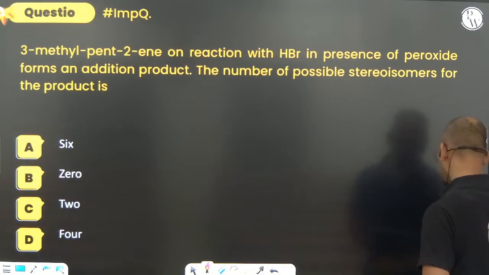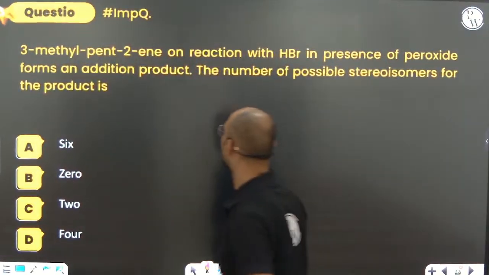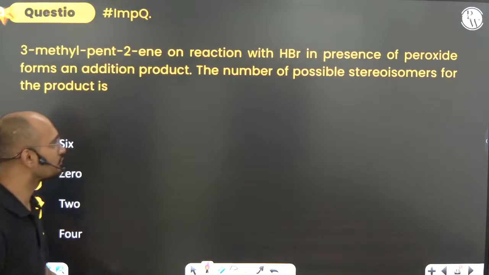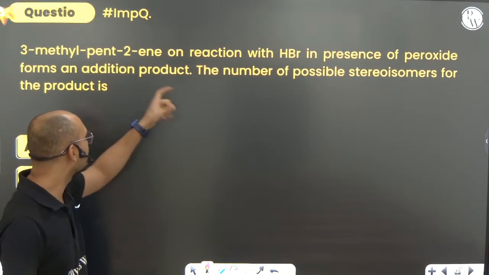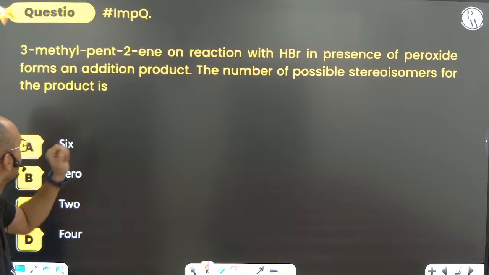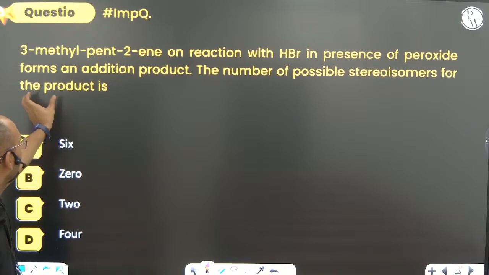I hope so. It is very easy. Chaliye. 3-methyl pentene on reaction with HBr in presence of peroxide forms an addition product. The number of possible stereoisomers for the product.